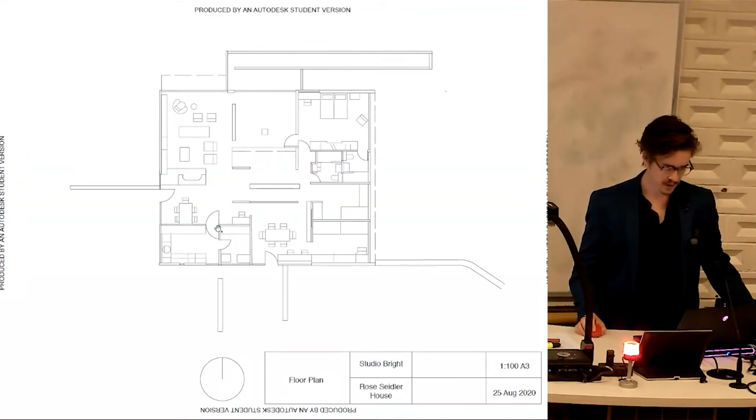This drawing, again, now the first thing that stands out for me is a lack of awareness of what the student is doing. So everyone, well, most of you by now will know from looking at this plan form that we're looking at the Rose Seidler house. However, if you check out the title block, they've just copied Studio Bright from the video lecture, assuming that Studio Bright happened to also build the Rose Seidler house.